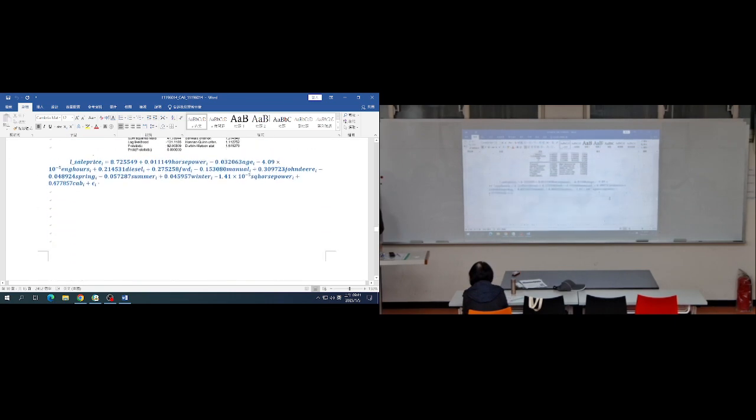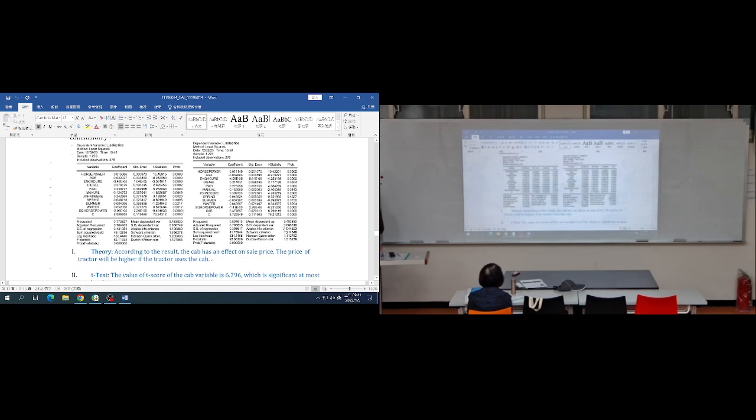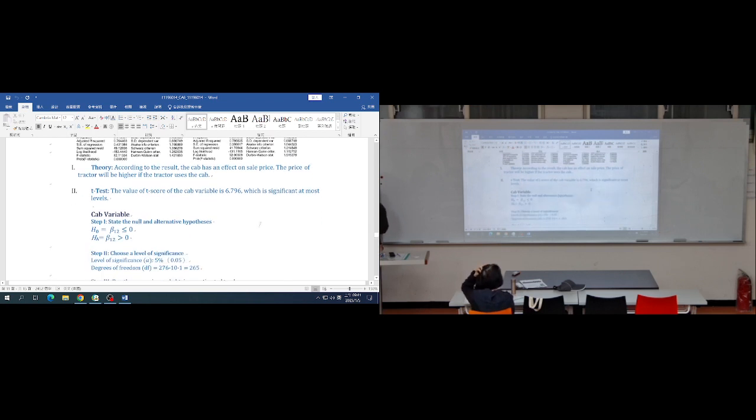Then step 4, B. The first one is a theory: the cap has an effect on sale price. The price factor will be high if the tractor uses the cap. And about the t-test, the t-score of the cap variable is 6.796.